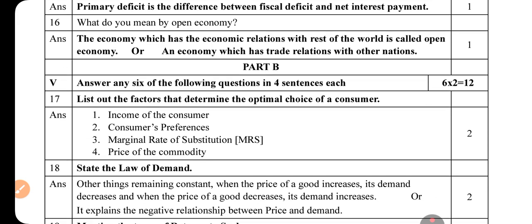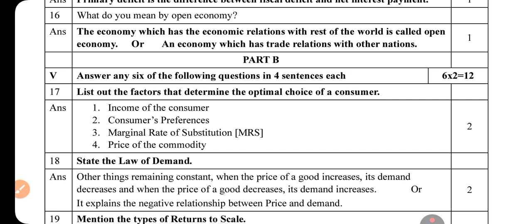Then part B. Answer any 6 of the following questions in 4 sentences each. 2 marks question. List out the factors that determine the optimal choice of a consumer. Income of the consumer, preference, marginal rate of substitution, price of the commodity. These 4 factors determine the optimal choice of the consumer.